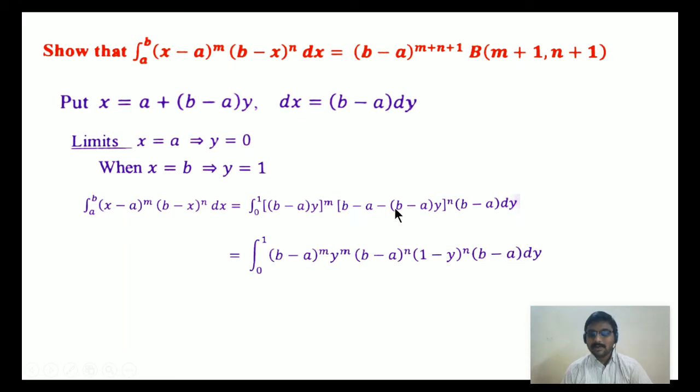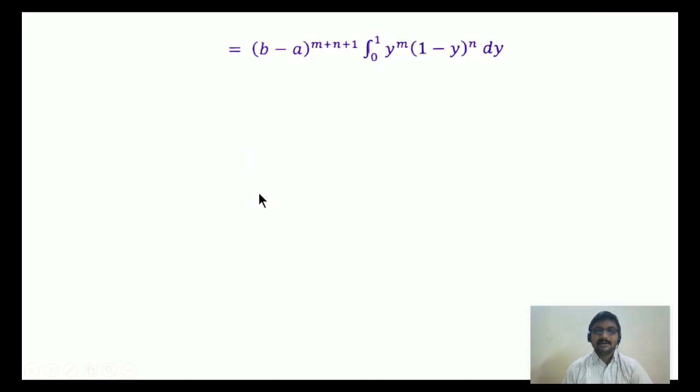Now taking out b minus a as common in the second term, we will have (b minus a) whole power n into the remaining term, which is 1 here. In this, the remaining term is y, that is (1 minus y) whole to the power of n into (b minus a) into dy. Now we can take out the constant (b minus a) whole power m plus n plus 1 as common. So thus we will have (b minus a) whole power m plus n plus 1, integral of 0 to 1 y to the power of m into (1 minus y) whole power n dy.